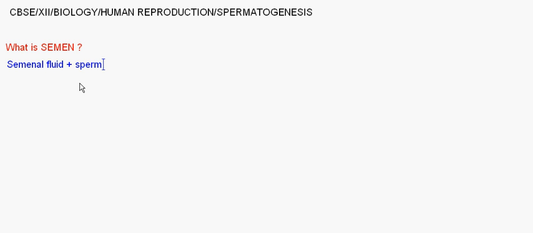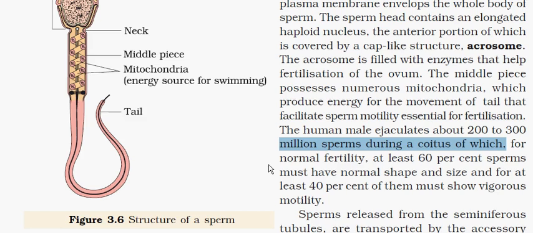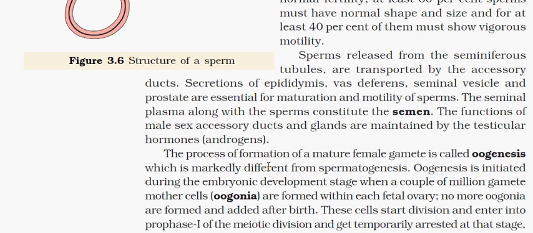What is the function then? Maturity and motility of sperm. Now, what are the functions of accessory ducts? They maintain testicular hormone.